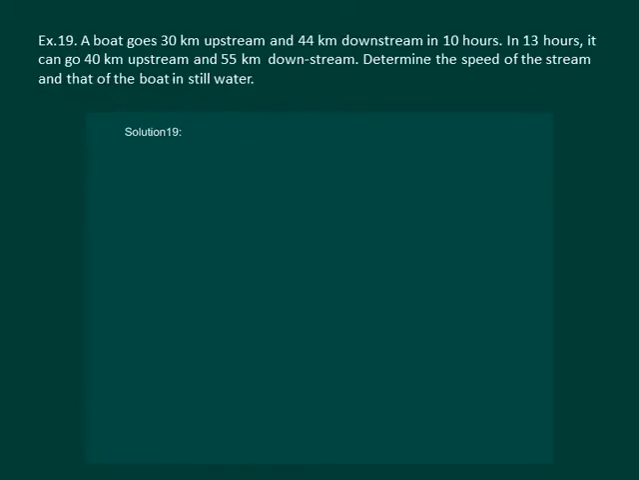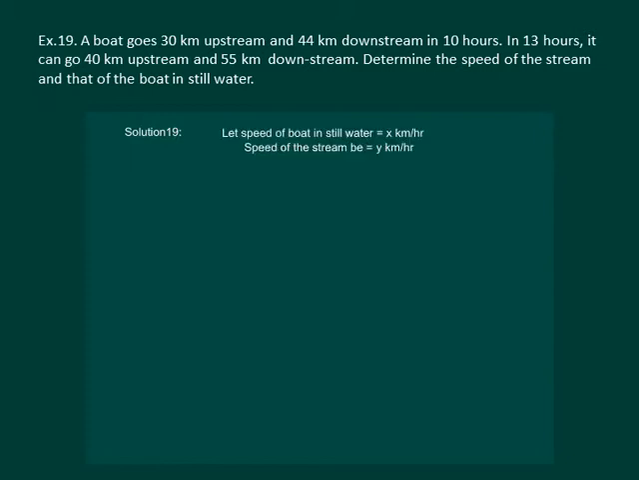Let us read the question. A boat goes 30 kilometers upstream and 44 kilometers downstream in 10 hours. In 13 hours, it can go 40 kilometers upstream and 55 kilometers downstream. Determine the speed of the stream and that of the boat in still water.